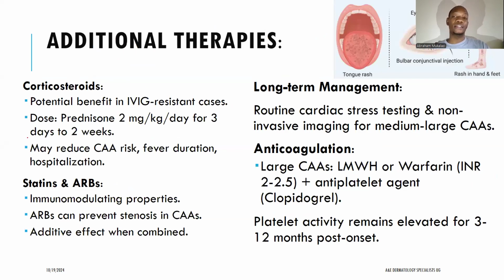As additional therapies in Kawasaki, we can also use corticosteroids, and sometimes they are beneficial in patients who are IVIG resistant. In this case, we can give prednisolone at 2 milligrams per kilogram body weight for about 3 days to 2 weeks. This also reduces the risk of cardiac complications, the duration of fever, and the duration of hospitalization.